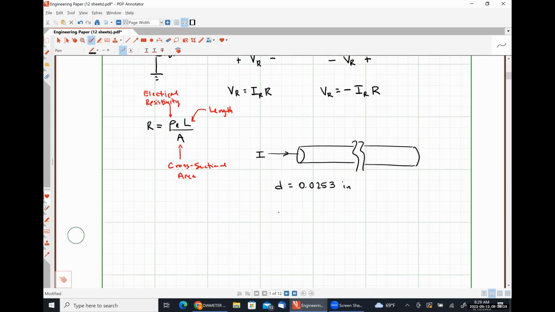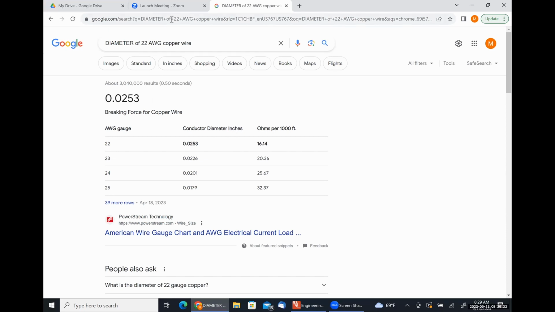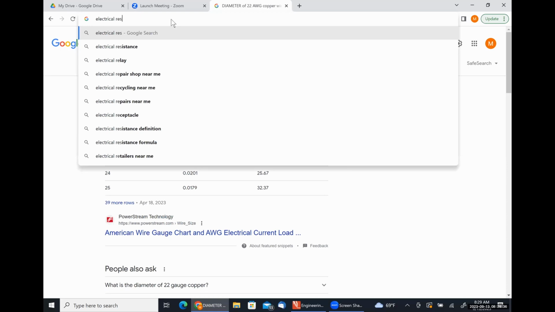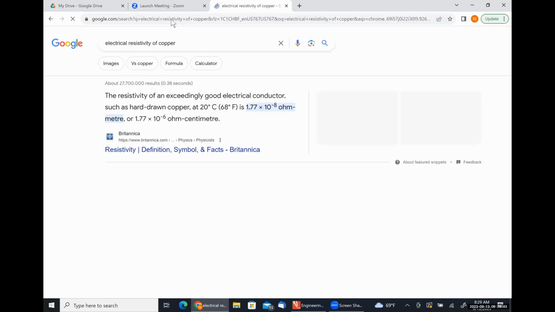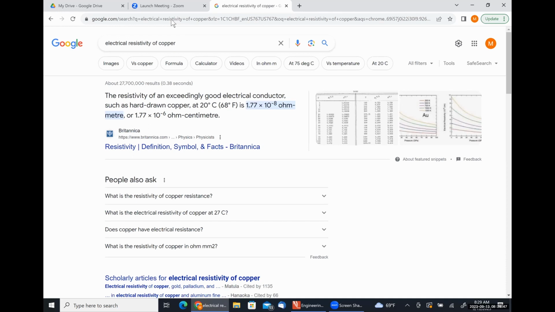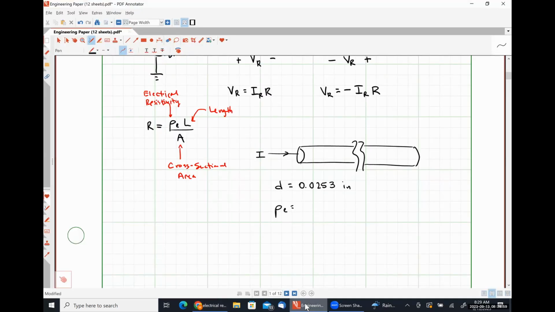Let's also look up the electrical resistivity of copper. Resistivity of copper: 1.77 times 10 to the minus 8 ohm meters. All right. And just for the sake of argument, let's say that our length is something long, like 10 meters.